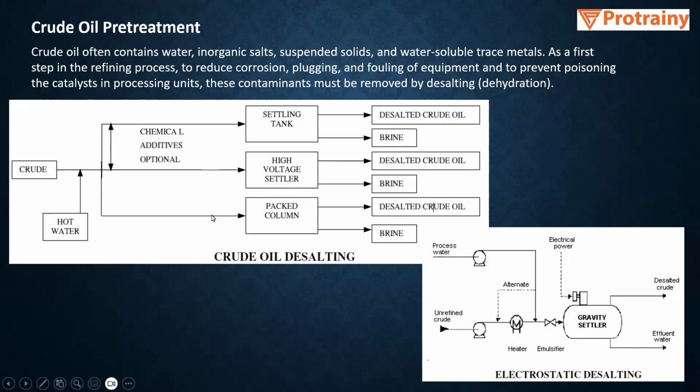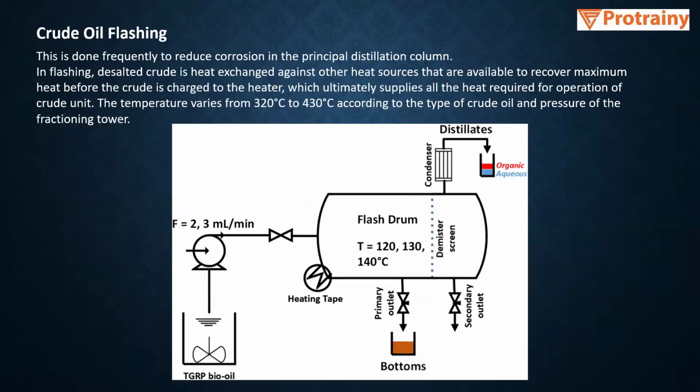So this is basically a process flow diagram for the crude oil desalting unit. You can see that the crude oil is passed through this particular unit, and it is separated into desalted crude oil. The salt is removed, and the brine water, which is the salt water, is sent to the desalination unit basically. Then crude oil flashing is also done to reduce corrosion in the distillation column. Okay, so the crude oil is heated, and in this one the temperature varies from 320 degrees to 430 degrees, according to the type of the crude oil and the pressure of our distillation column or fractionating tower.